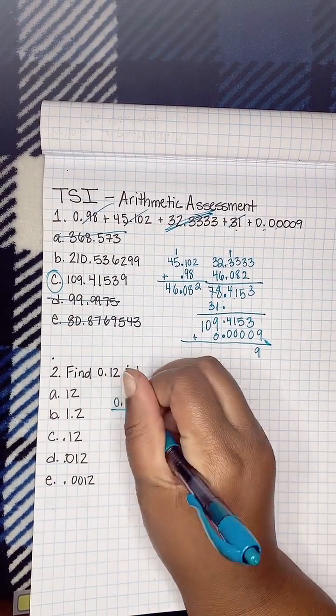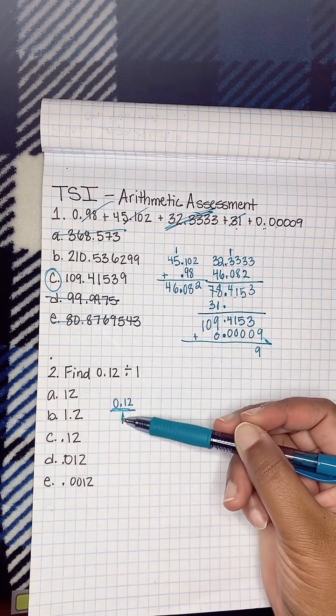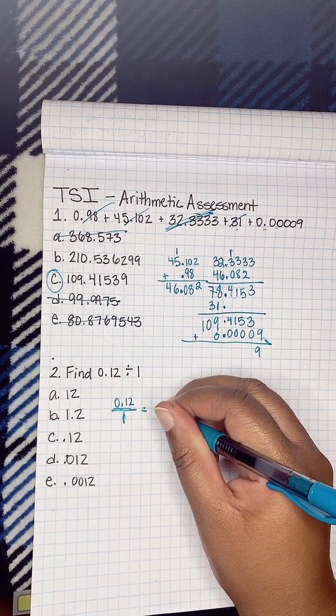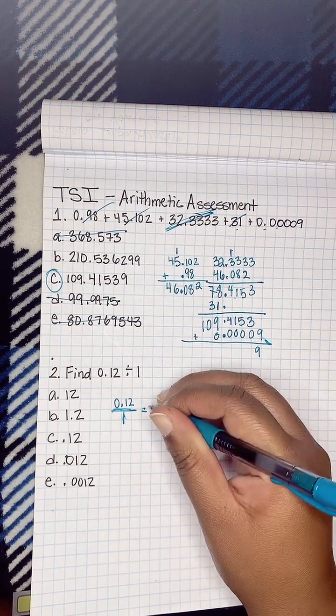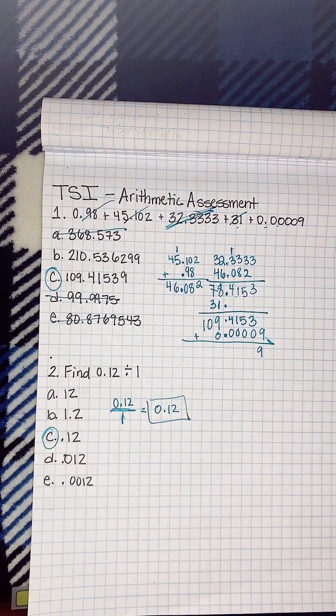Okay, so this is 0.12, okay, divided by 1. Anything divided by 1 is itself. So really this is going to be 0.112. So if you said C was your answer, you are 100% correct.